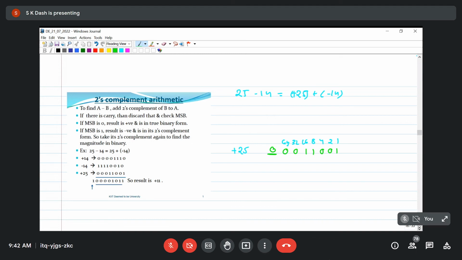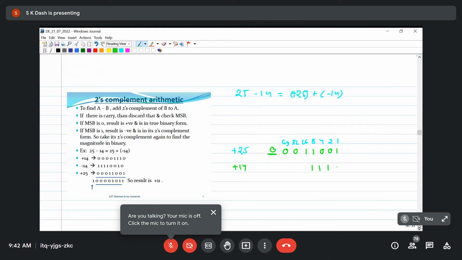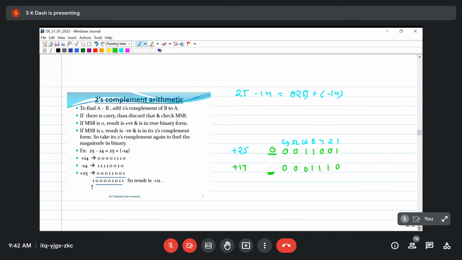Okay. Next. I want to represent minus 14. For that, first of all, I need to write plus 14. What will be plus 14? 14 is what? 8 plus 4 plus 2. So 8, 4, 2. Other places will be 0. This most significant bit represents the sign. As it is plus, this has to be 0.